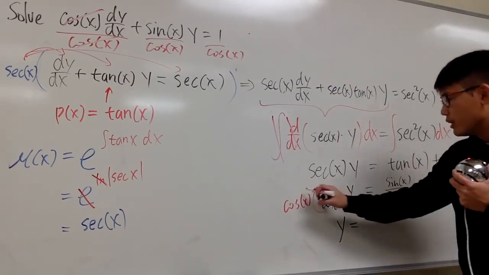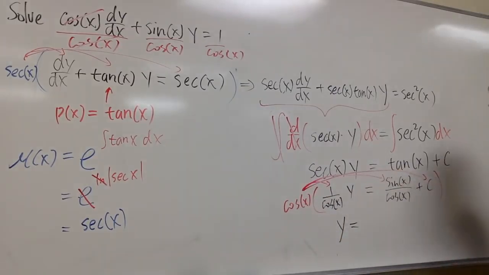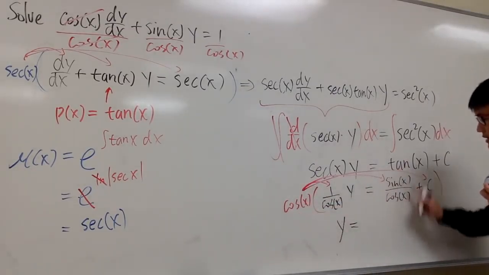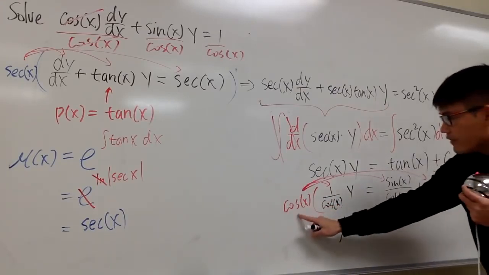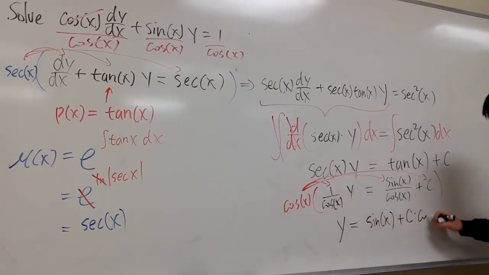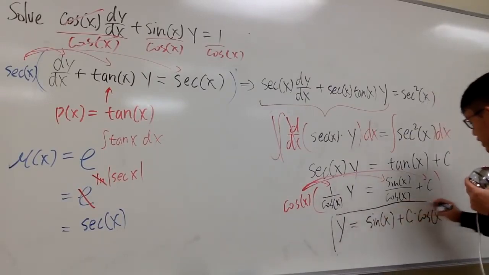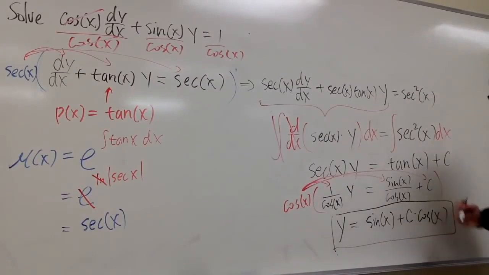And then be sure you have to distribute, right? Multiply everything by cosine of x. Cosine of x times this, we will just have sine of x. And then cosine of x times plus c, we will just put down plus c times cosine of x. And this right here is the general solution to that differential equation.